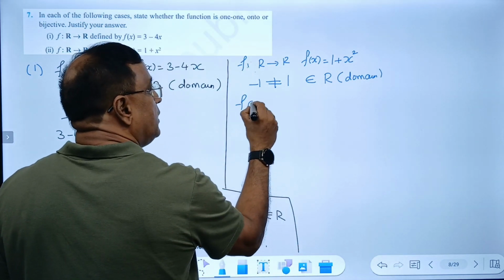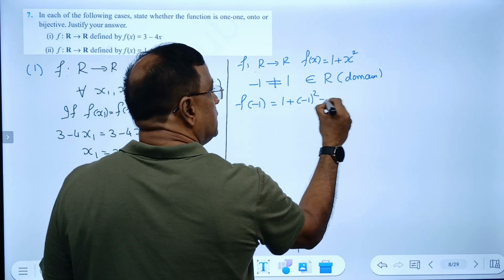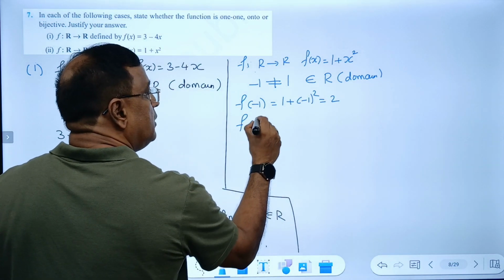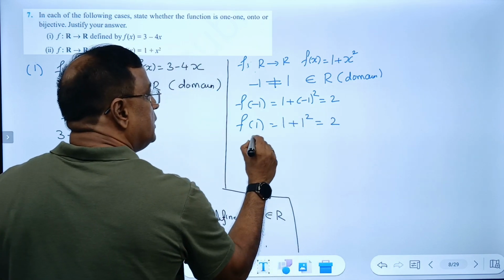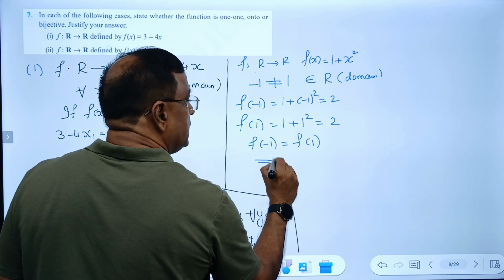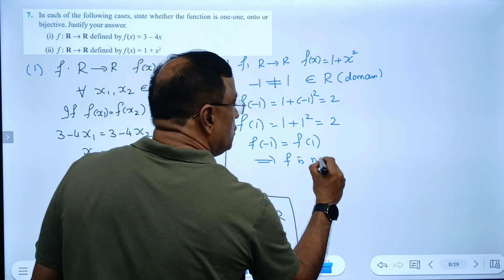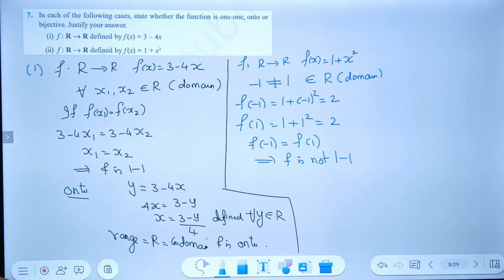f of minus 1 is 1 plus (minus 1) whole square, that is 2. And what is f of 1? 1 plus 1 square, that is also 2. Therefore clearly f of minus 1 equal to f of 1. This implies f is not 1 to 1.